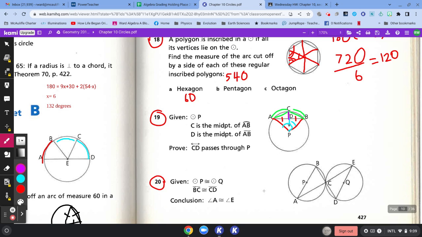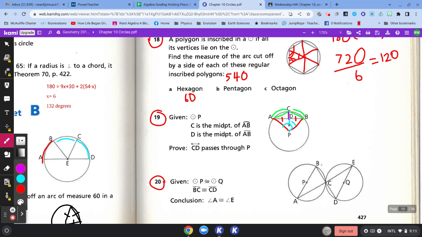Let's take a look at 20. In 20, we are given circle P is congruent to circle C, and that's going to be very useful to us. And we're also told that BC is congruent to CD. So think about what it means that the circles are congruent, and we're going to try to prove that angle A is congruent to angle E. Okay, so pause the video and see what you can come up with.